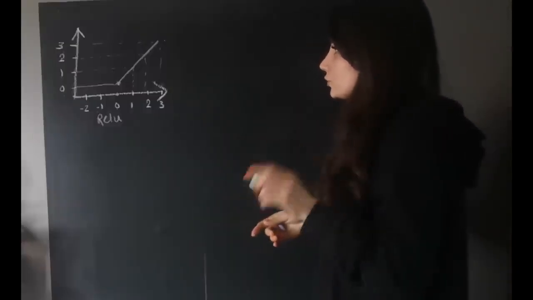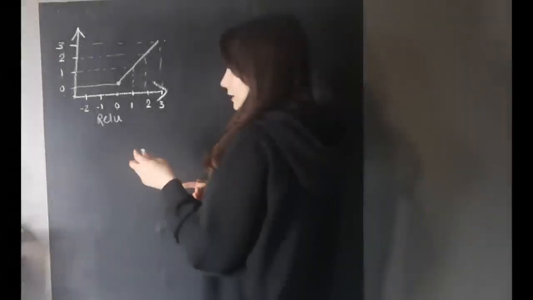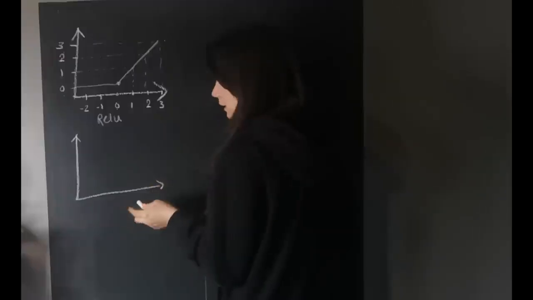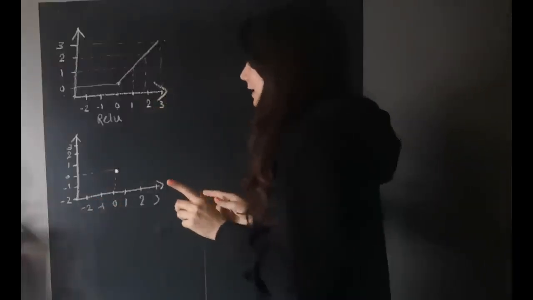Now if I want to look at leaky ReLU, it is a little bit different. So now I have 3, and this is 0. When I'm at 0, I am at 0, right? But now when I have negative values, I'm not still going to be at 0. It is leaky, right? So it slightly goes down.